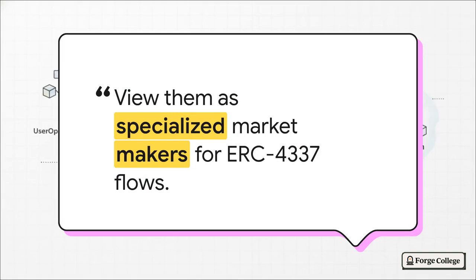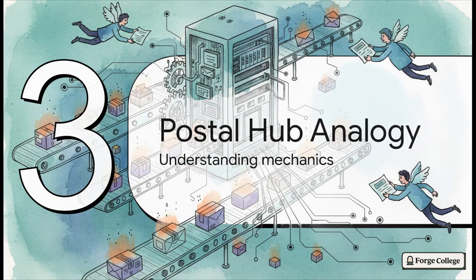Now, here's a really crucial distinction. Bundlers are not your actual wallet, and they aren't blockchain consensus nodes either. You really want to view them as specialized market makers for ERC 4337 flows. They are the essential operational bridge, translating your off-chain intention into on-chain reality. And, just like any complex piece of infrastructure, they operate predictably, efficiently, and they absolutely expect to be compensated for the service they're providing.